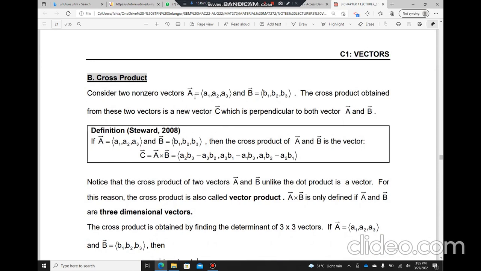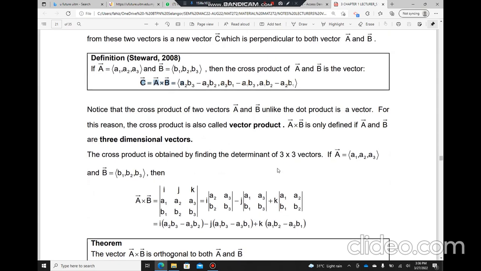Okay, consider two non-zero vectors, vector A: A1, A2, A3 and vector B: B1, B2, B3. The cross product obtained from these two vectors is a new vector C, which is perpendicular to both vector A and vector B. Okay, this one definition from Stewart. If you have vector A and vector B, then the cross product of A and B is the vector C. So you get C, which is A multiplied by vector B. Okay, so nanti kita tengok macam mana dia apply this formula.